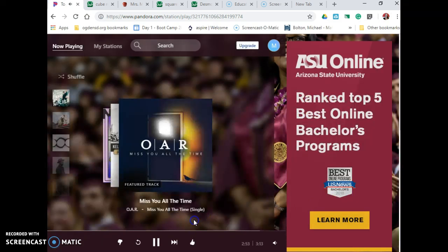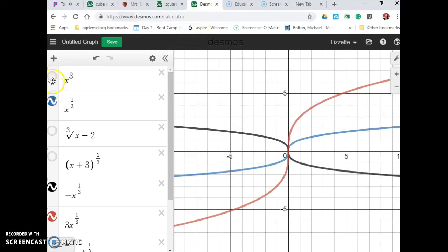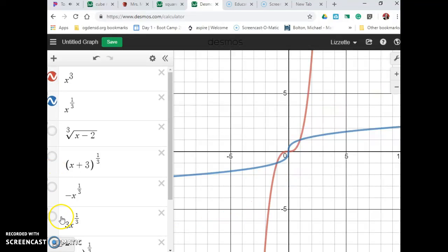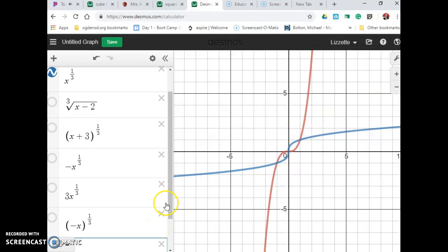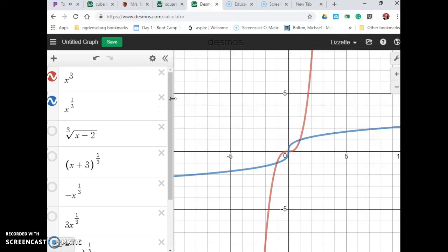Up over here in Desmos, I have a few things plotted. We'll get to those in a sec. So this is our inverse. So this is our parent function, I mean our power to the third. It's always increasing, but then my inverse of that is also always what? Increasing.